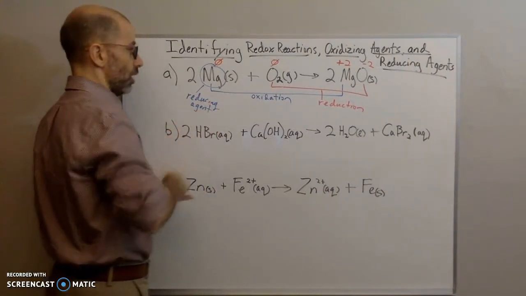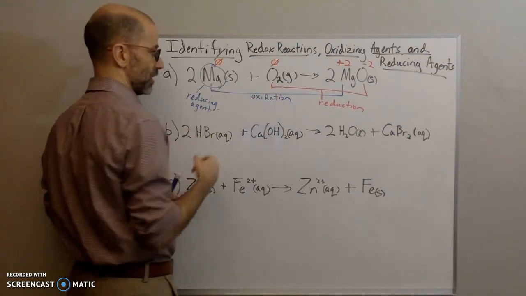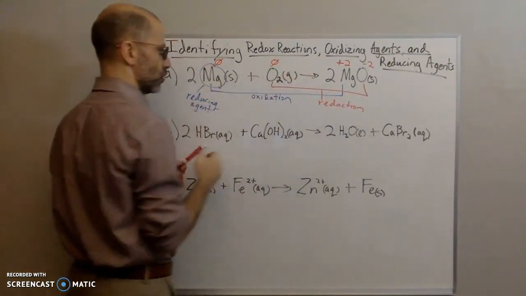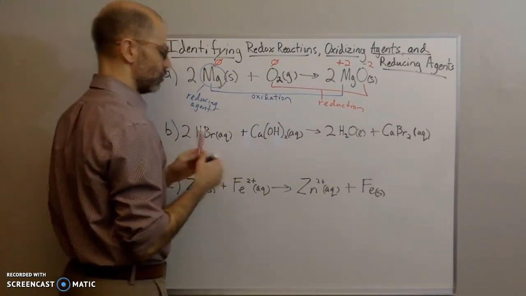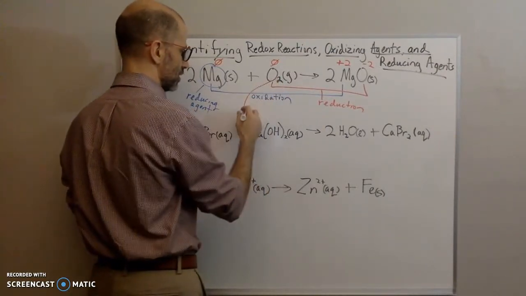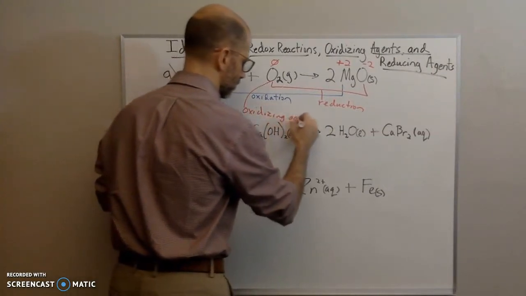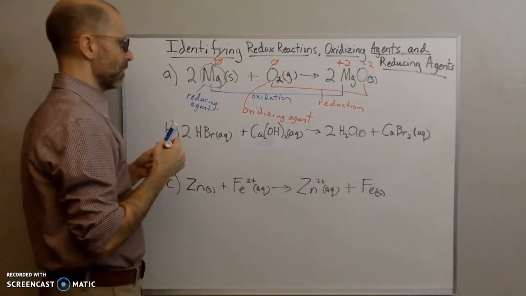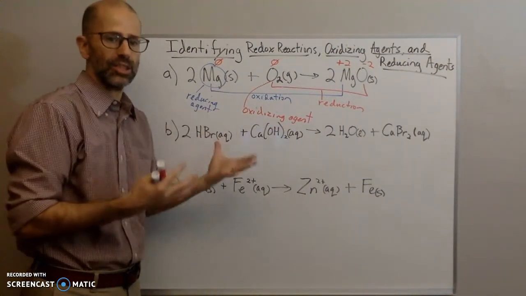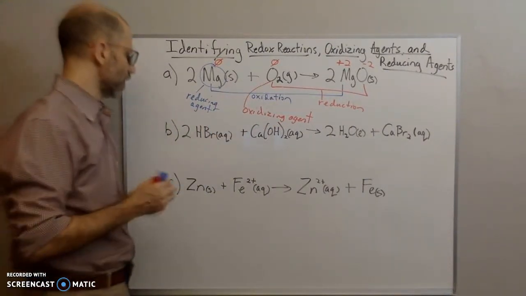And so I have two reactants, so if this is the reducing agent, then that must be the oxidizing agent. And we can see that because oxygen got reduced. So if oxygen got reduced, that means it is the oxidizing agent. And that makes sense, oxidizing agent, oxygen. Okay, let's go on to number 2.